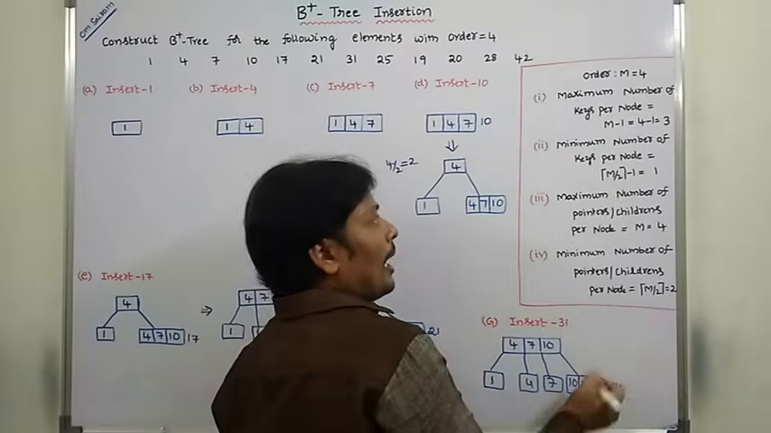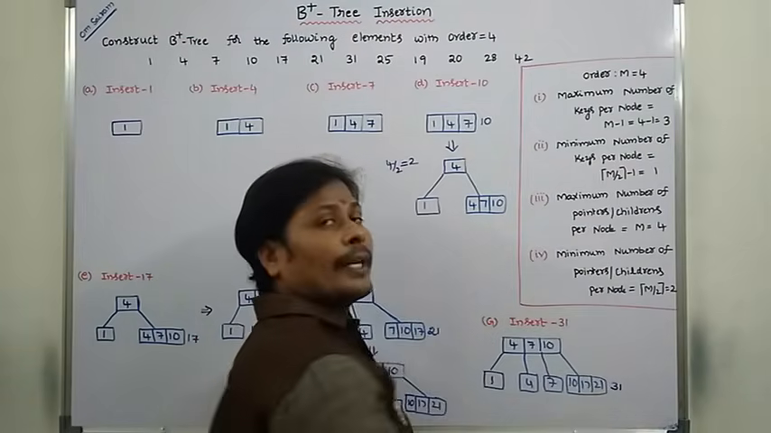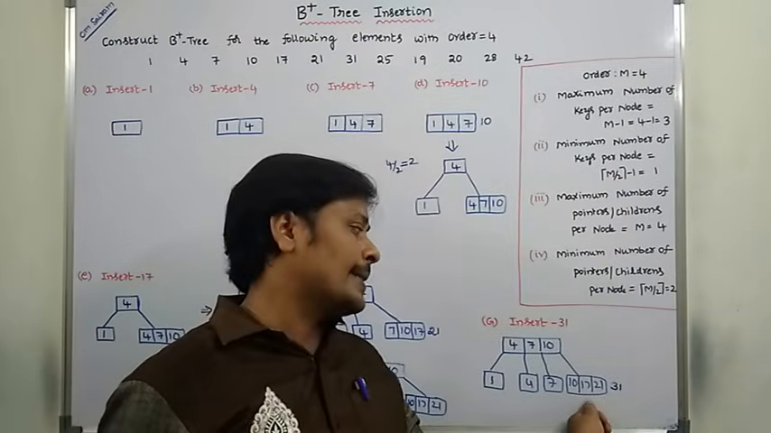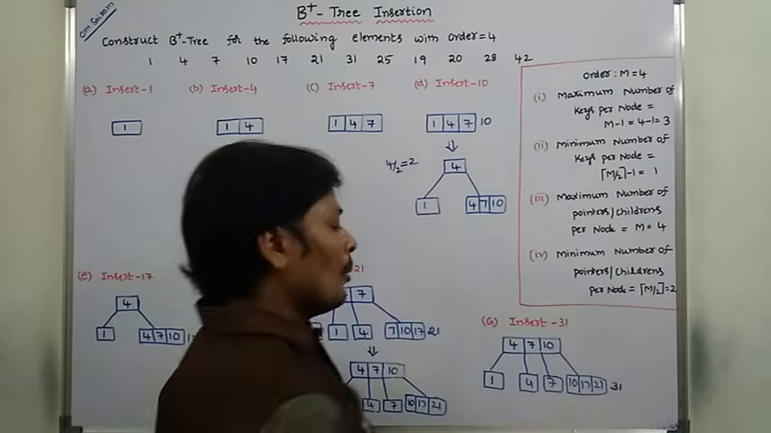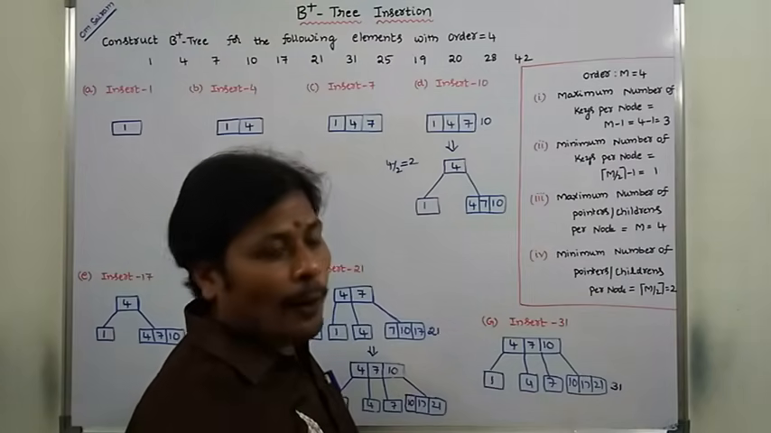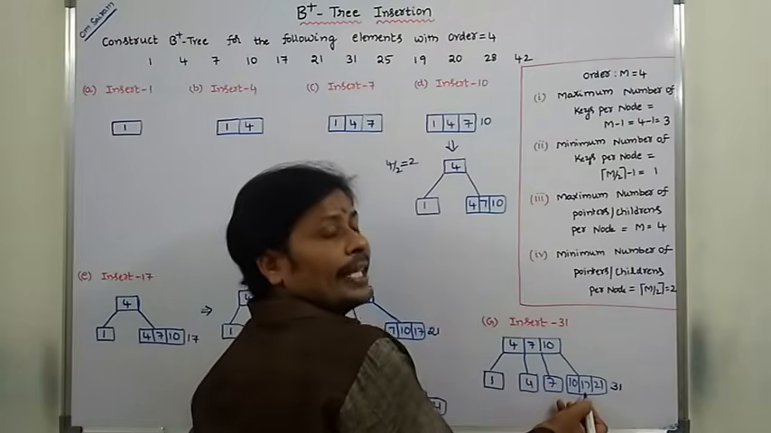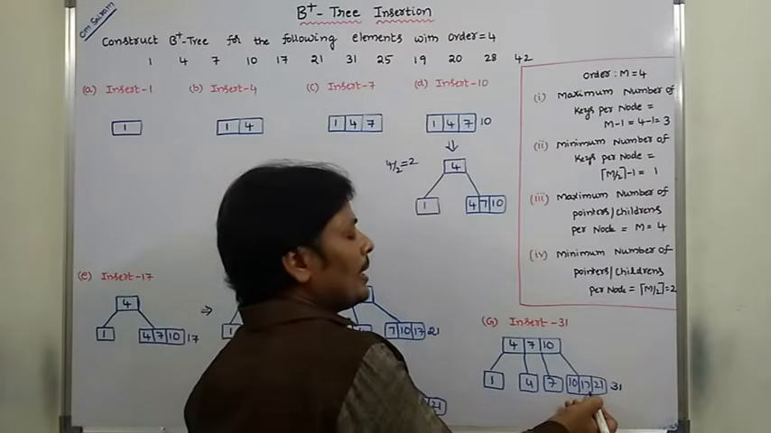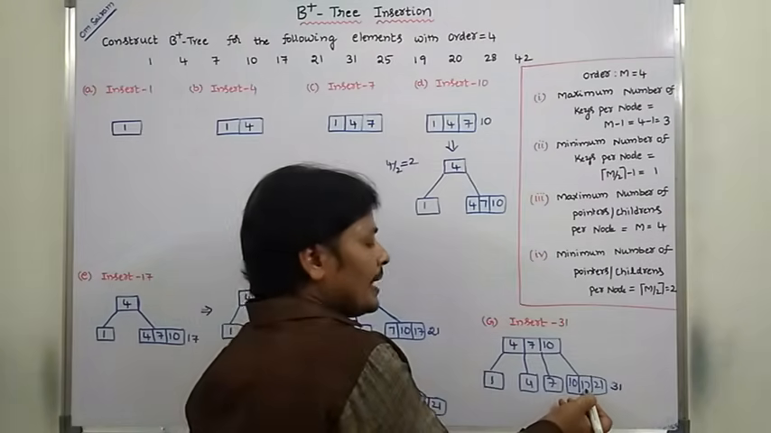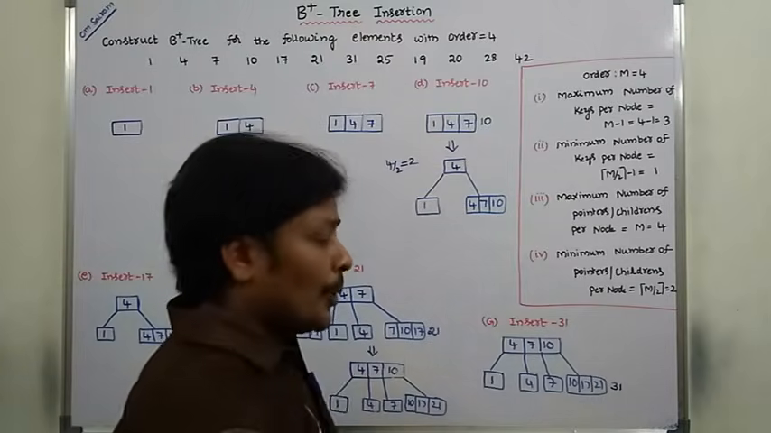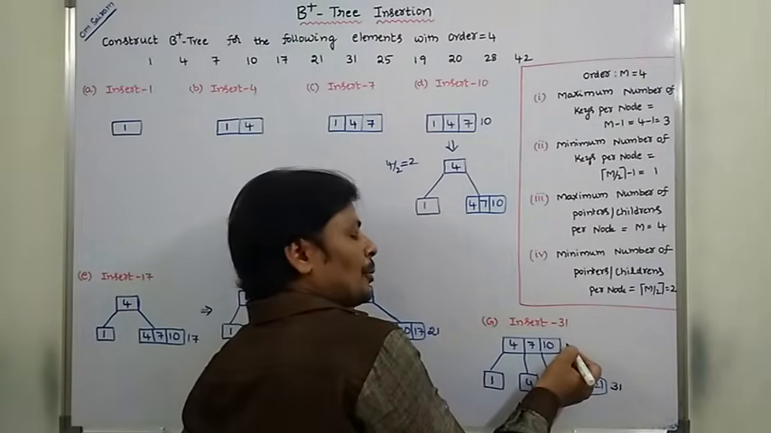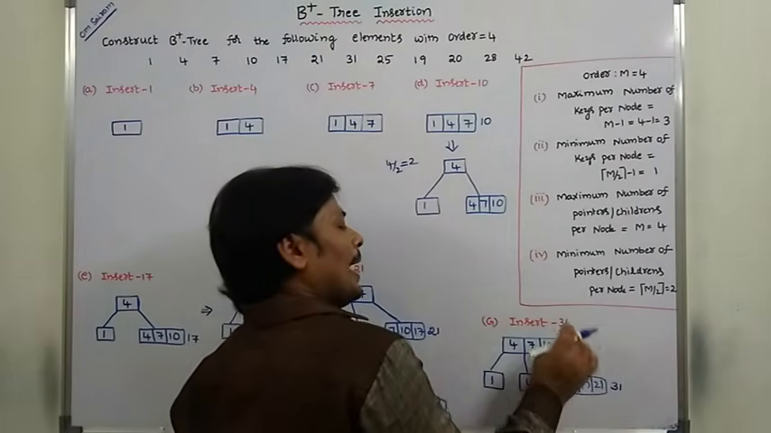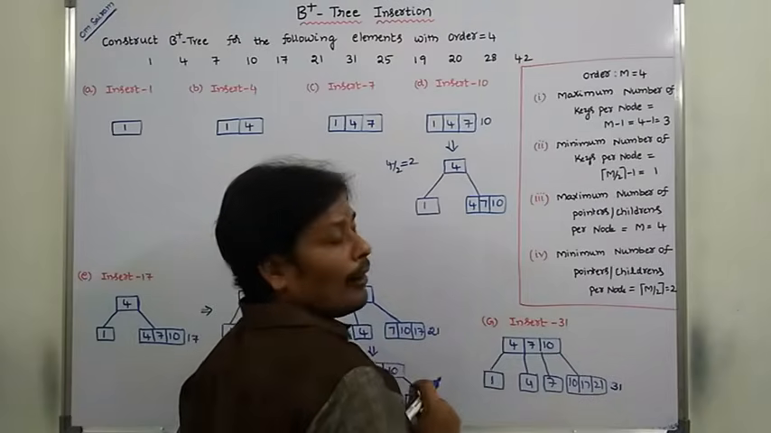But according to property 1, the maximum number of key elements per node is equal to 3, and this node contains 4 key elements. So we have to perform the splitting operation. The middle element can be taken as parent. 4 elements are there, and the middle element is 17. This 17 can be added to the root node. After adding 17 to the root node, again the root node contains 4 key elements, so we have to split the root node also.